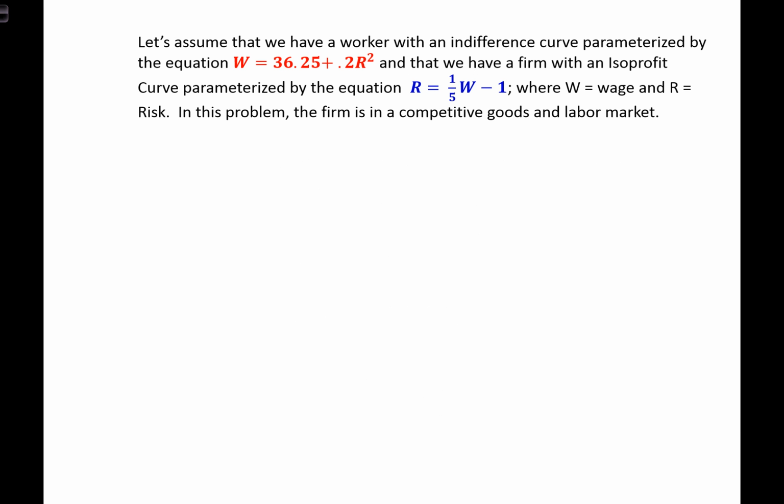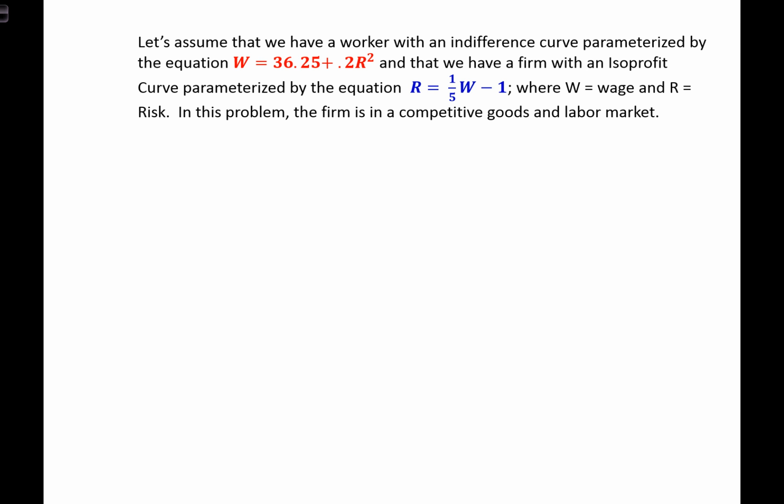The problem in review problem 1 tells us that we are looking for compensating wage differential form. We've been talking about the use of ISO profit and ISO benefit curves. And I've given you two equations. W is equal to 36.25 plus 0.25R squared. And then R is equal to 1/5 W minus 1. And you'll know that at some point you're going to want to equilibrate those or set them equal to each other. And when we do so, we then are going to try to solve for R or W.